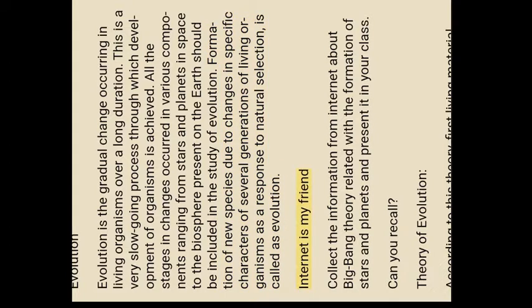Internet is my friend. Collect information from the Internet about the Big Bang theory related to the formation of stars and planets and present it in your class. Can you recall? Theory of evolution.